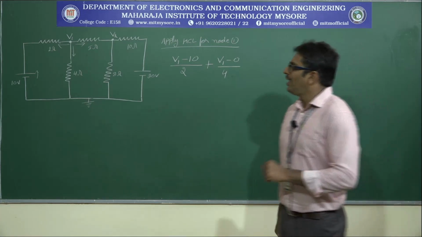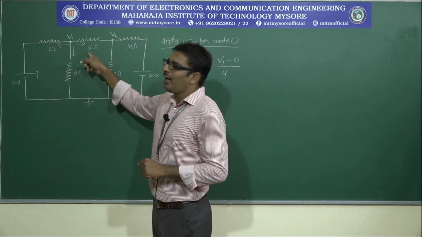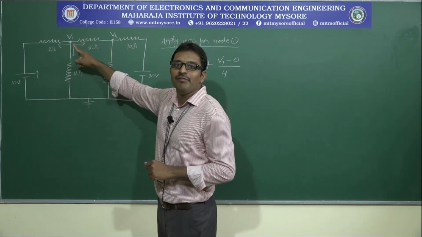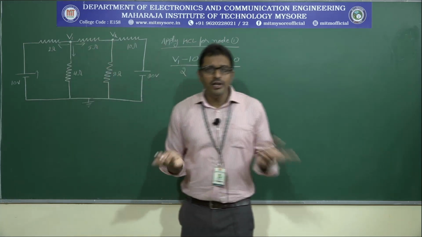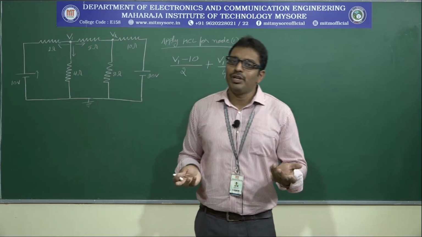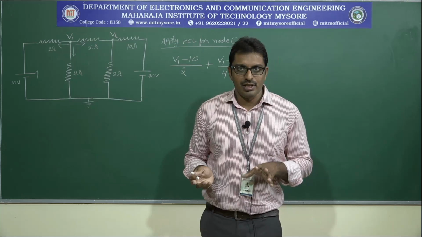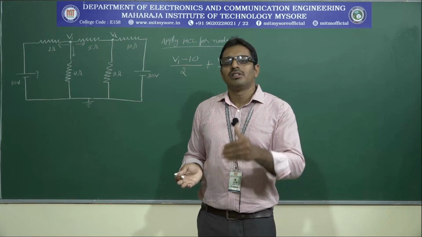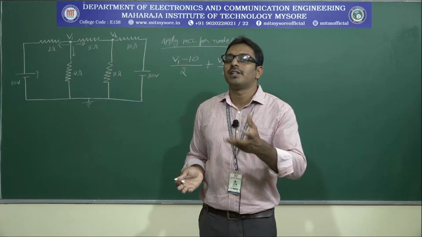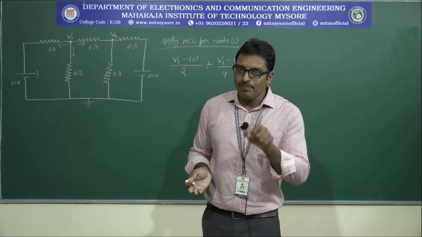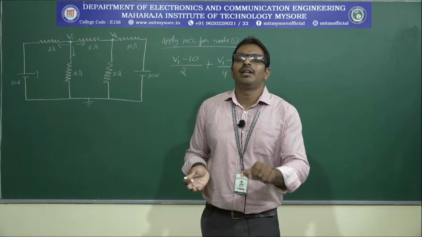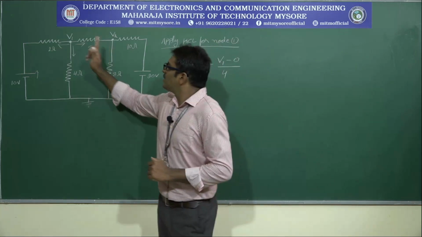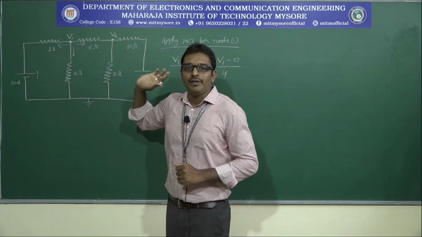Is that clear? Finally, the third branch, this 5 ohm resistor is connected between these two nodes, V1 and V2. Right now we don't know whether V1 is higher potential or V2 is higher potential. Later, after solving these two equations, we will come to the conclusion what is the value of V1 and V2 and which one is the higher potential. Right now we are applying KCL for node 1. Let us assume node 1 is higher potential. That's why current is flowing from V1 to V2.